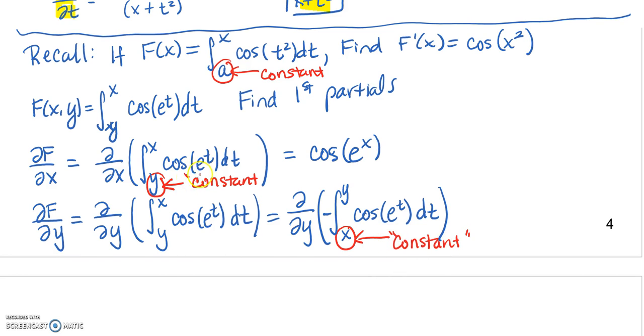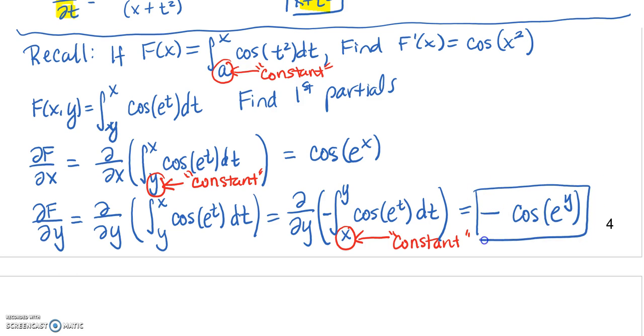And now that constant is down at my lower limit, so I can go ahead and use that fundamental theorem of calculus. And this time, don't forget our negative because we had to flip the limits of integration. So now I replace t with y, and so I'll have negative cosine of e to the y as that partial derivative.